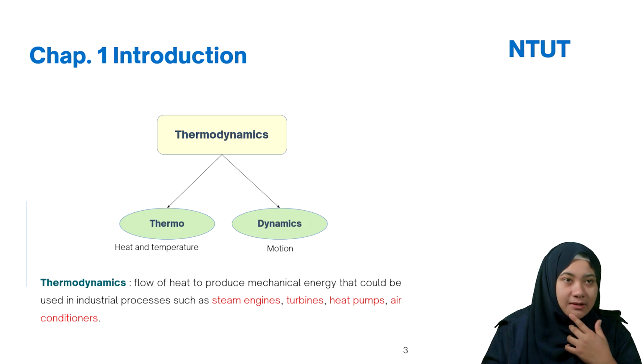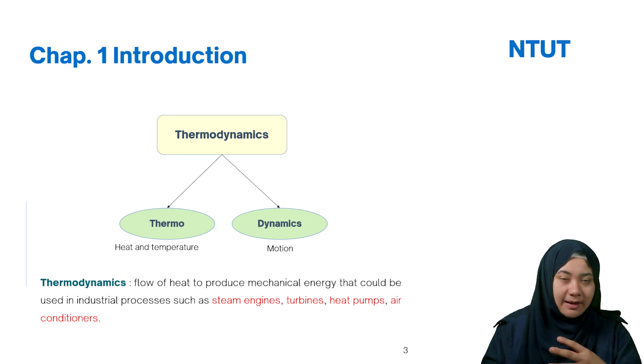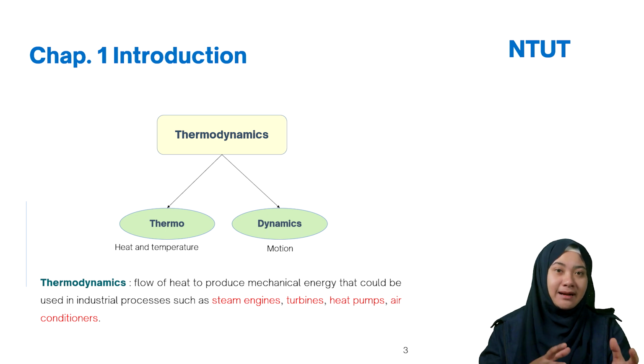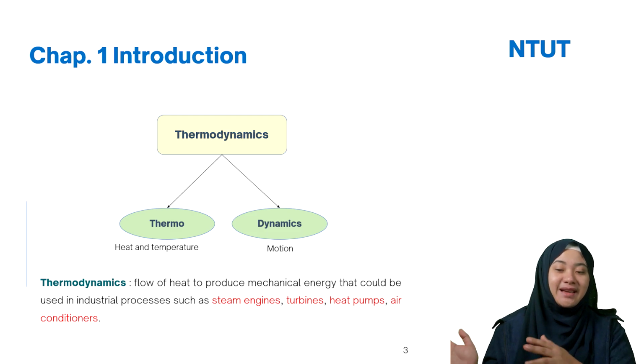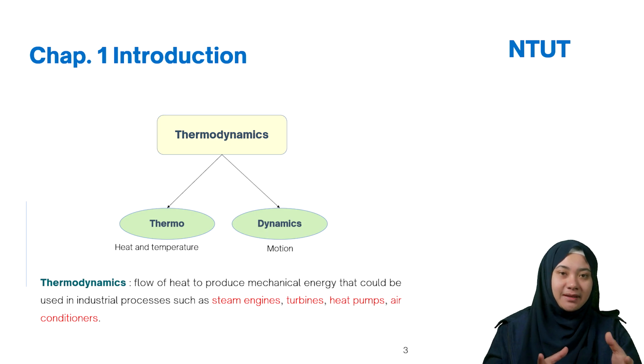Heat pumps are mostly used if you live in a country that has four seasons. For example, in the US or perhaps in Europe, they will use heat pumps to heat their homes. This heat pump can be used as a heater, and also as a conditioner, as the AC, for cooling. So in summer, the heat pump can work as an AC for cooling.